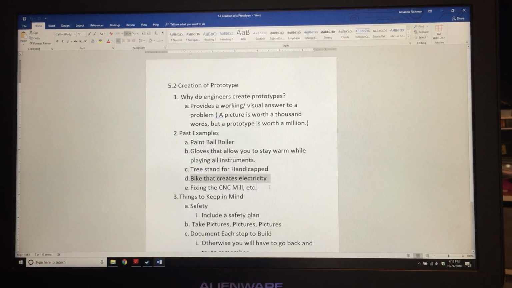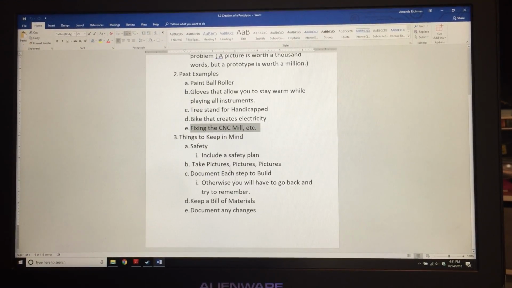Other projects that have been done have not been inventions, but things that are not quite where they need to be and can be improved. In the past, we've had students take the old CNC mill that we had, tear out some of the components, and put in new ones, so that the CNC mill can run off of newer technology and allow us to still use it.